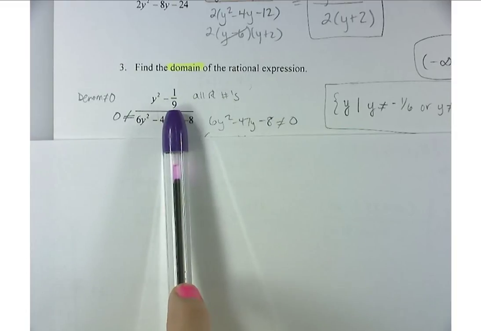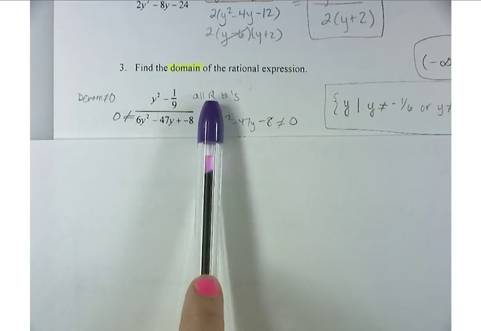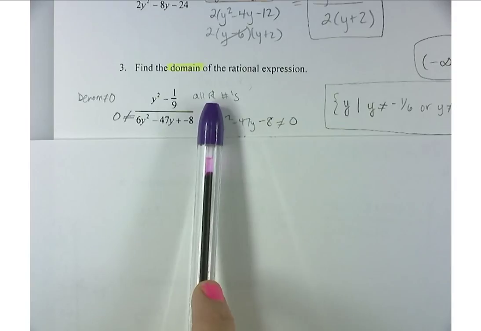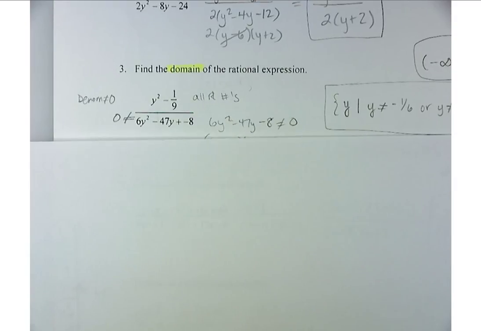I talked about this yesterday with you guys, I think. If you have 1 over 9, why don't I have to worry about that one? The denominator is never going to change, right? It doesn't matter what I plug in for y, the denominator is going to be 9. Okay, so really, the domain of the top is just all real numbers, so you don't even have to worry about that. Okay, so if we know the denominator cannot equal 0, then we're going to factor.